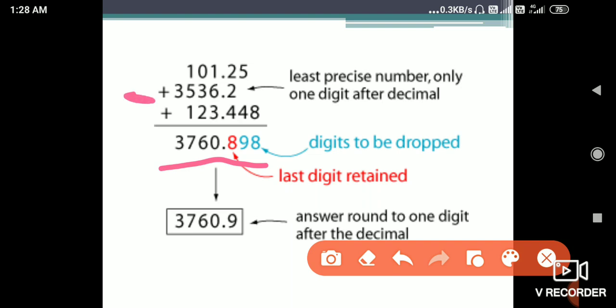The second one has only one digit after the decimal, because the first one has 2 and the third one has 3. So when we mention the answer, it should have only one digit after the decimal. Now we have also studied rounding off. In rounding off, we have to see the next number, that is 9, and 9 is greater than 5, and if the number is greater than 5, we simply add 1. So here the value will come to 3760.9. Hope you all understand well.